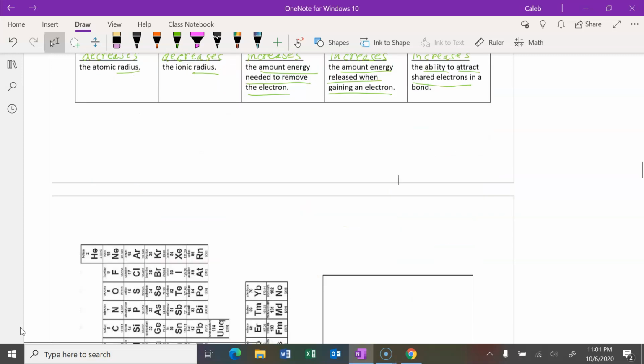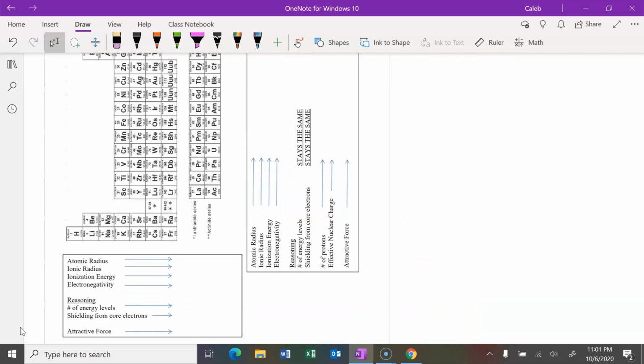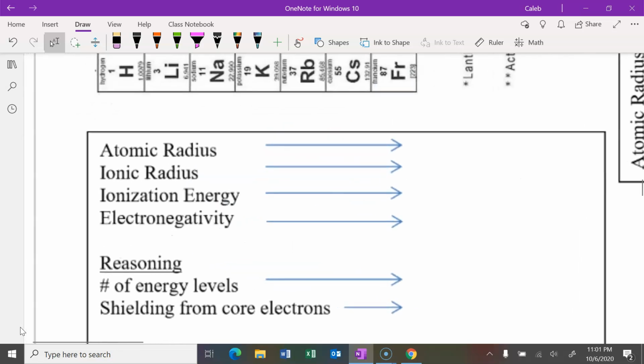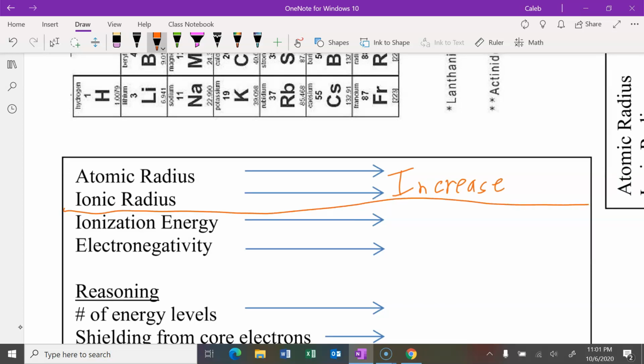Now we want to go down and summarize it on this page very briefly. All right, so we can write down here, as I go down a group, so you can see our periodic tables drawn sideways. As I go down a group, the atomic radius and ionic radius both increase. So both of those increase. The ionization energy and the electronegativity, we could also say the electron affinity, decrease as we go down a group.